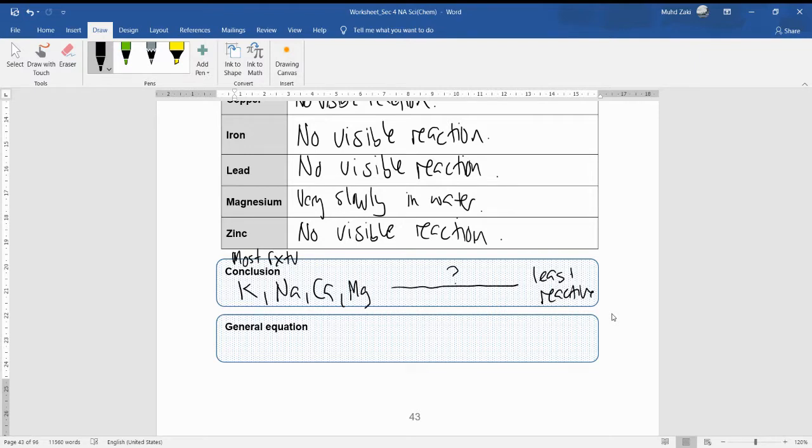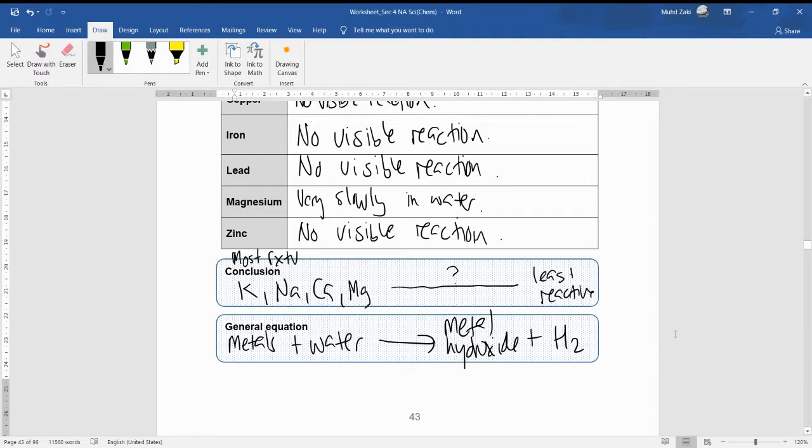Now for this reaction of metal with water, there is a general equation. It is not something new. Actually, we have learned this in group 1 alkali metals. It's the same actually. When metals react with water, they give you two products. Obviously, you have hydrogen gas and you have metal hydroxide.